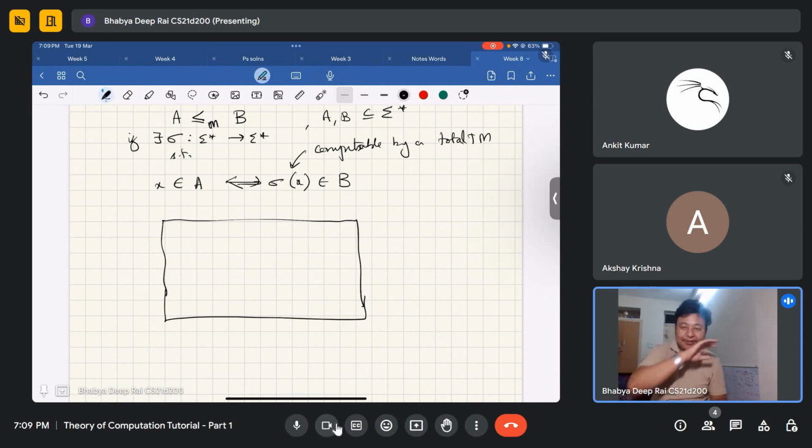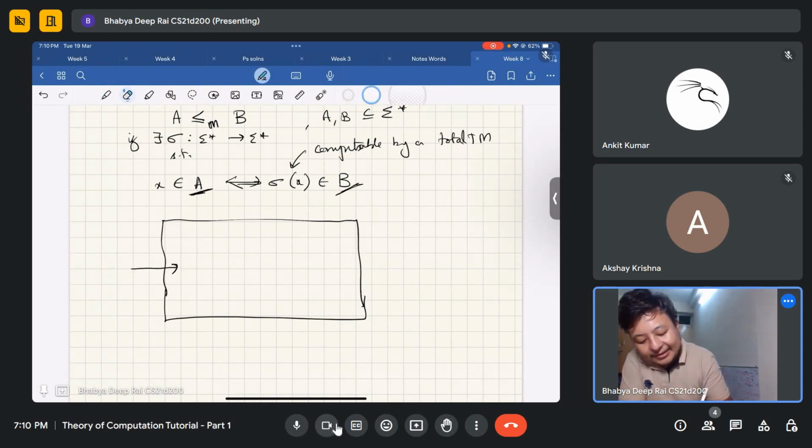See, I want to build a Turing machine. I want to build an algorithm that solves problem A. Reductions help in saying that to solve A, it is enough that I have an algorithm for B. That is what I'm saying. How?